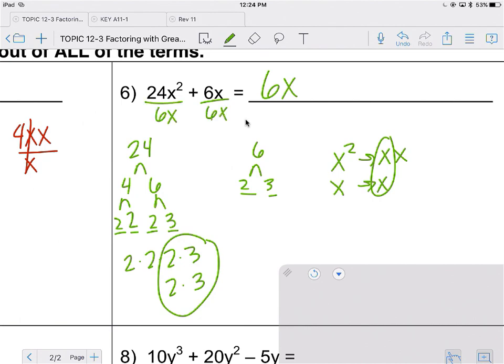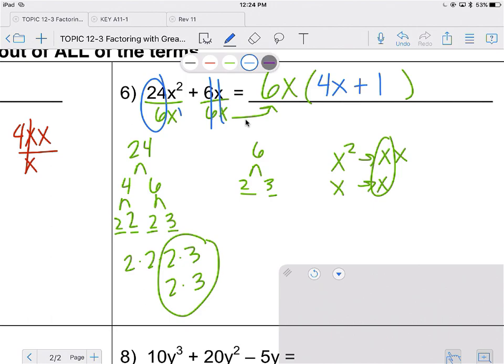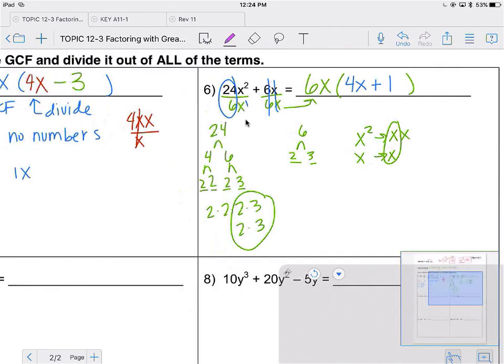Whatever they share goes out front, and I start my parentheses and then divide. 24 divided by 6 is 4. X squared divided by x is x. Remember our exponent rules, we subtract, so 2 minus 1 is 1. 6 divided by 6 cancels. X divided by x cancels, so we just put a plus 1 as a placeholder. Because it doesn't disappear, it just cancels, so we leave a placeholder of 1.